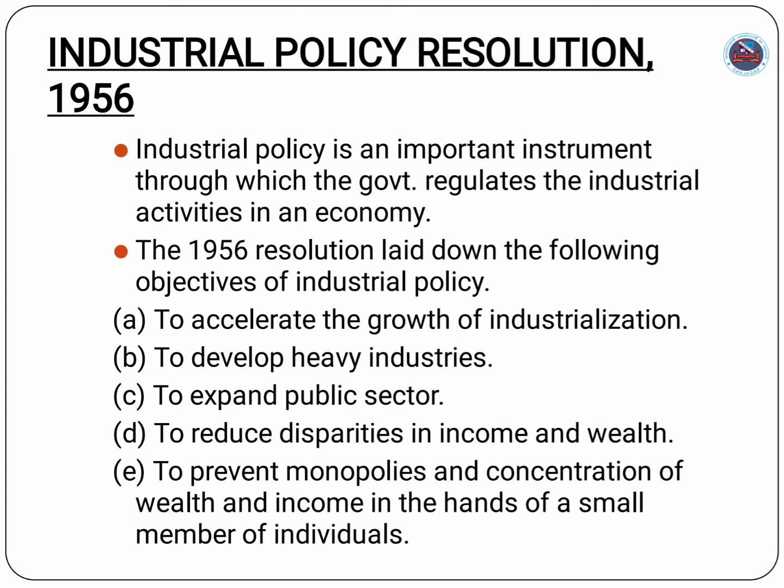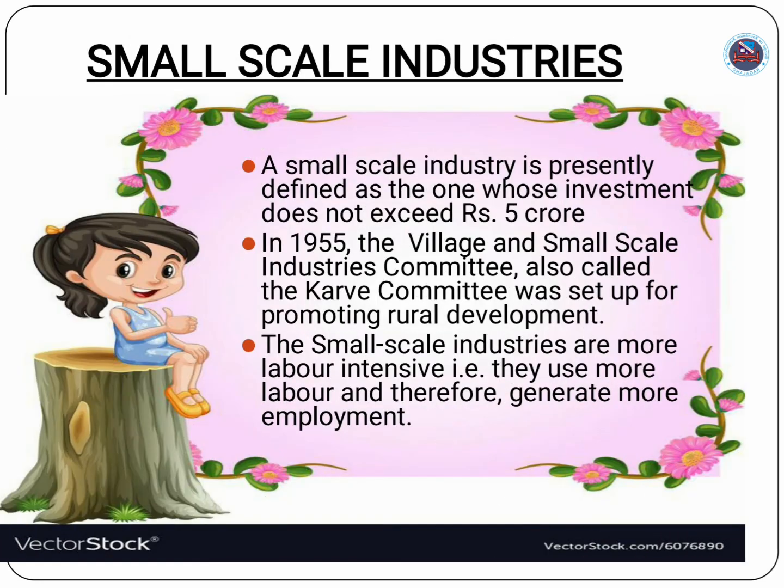The second category consists of industries in which the private sector could supplement the effort of the state sector, which means those industries where both private and public take a joint ownership, a joint venture. So this comes under the second category. The third category consists of the remaining industries which were to be solely owned by the private sector. So these were some of the industry categories classified under the IPR, that is Industrial Policy Resolution 1956.